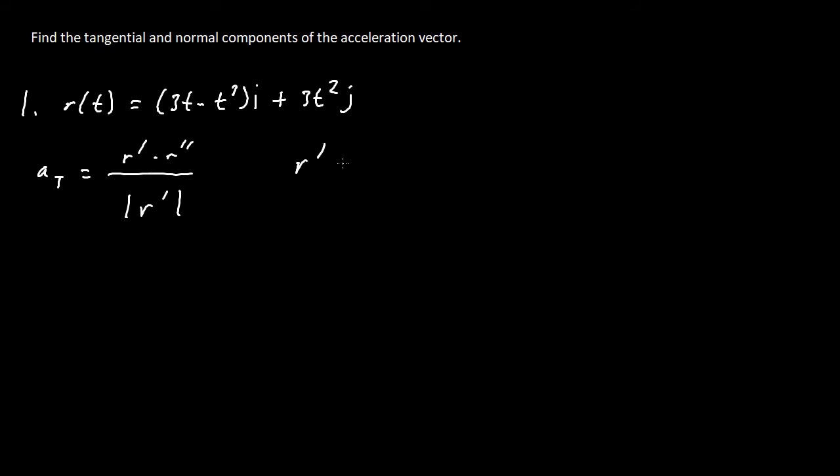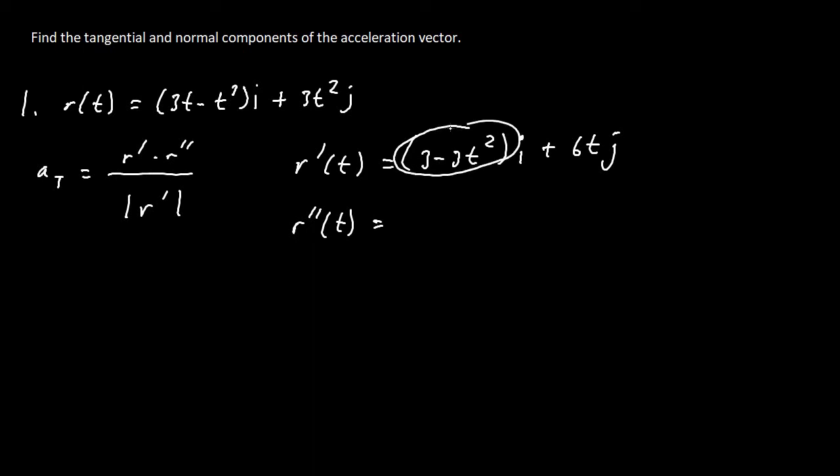So r prime of t is going to be equal to the derivative of the x component, which is 3t minus t cubed. The derivative of that will be 3 minus 3t squared i. Remember, the entire thing is being multiplied by the unit vector i, since the entire thing is part of the x component, and then plus the derivative of the y component, which is 6t j. And now r double prime of t is going to be the derivative of the x component of r prime, so that derivative is going to be negative 6t to the first i, and then plus the derivative of 6t, which is 6j.